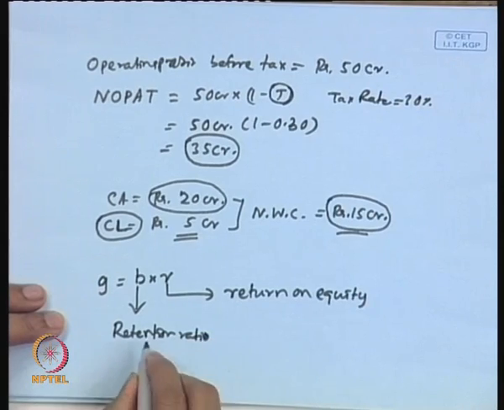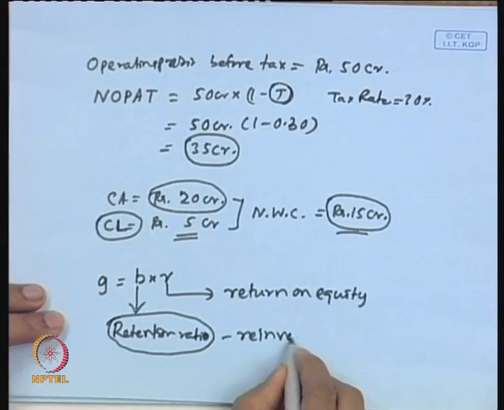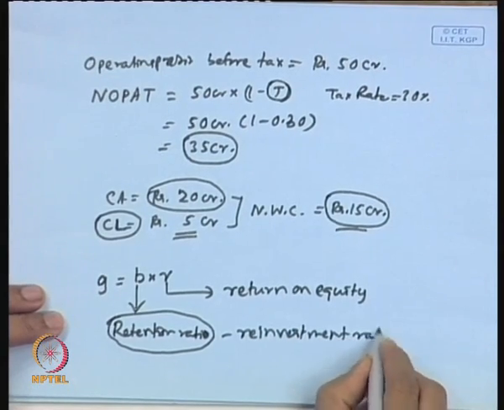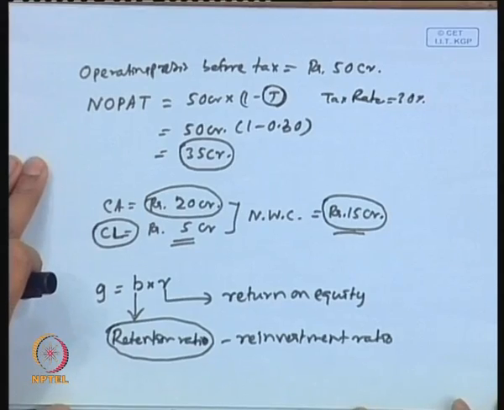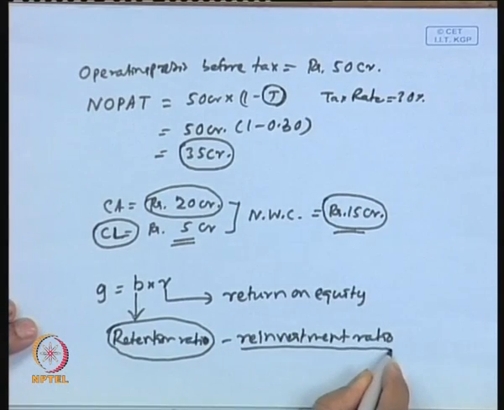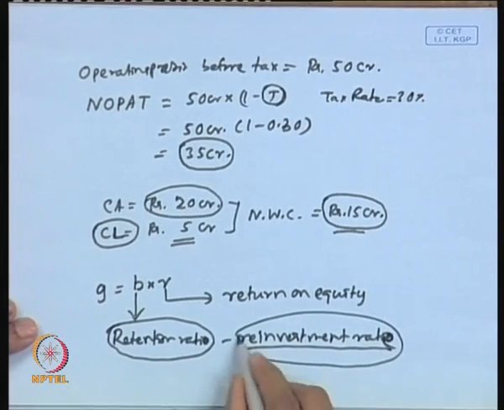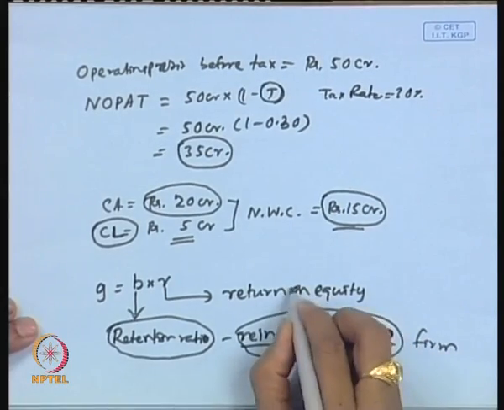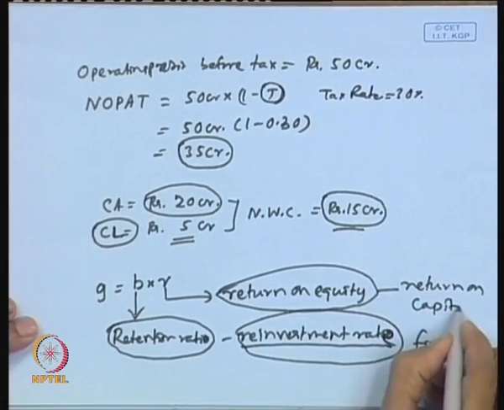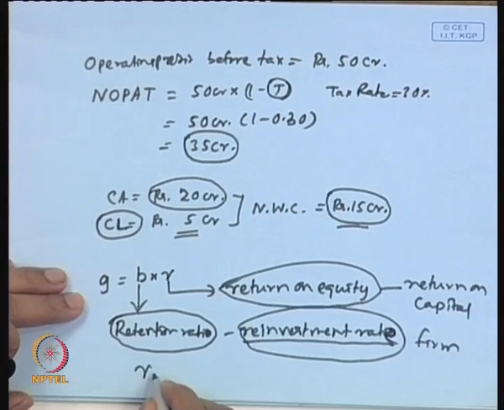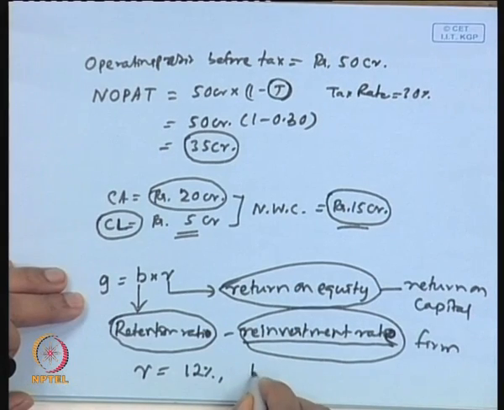So, if it is a free cash flow for the firm, the retention ratio is nothing but the reinvestment rate. Retention is where the company keeps the money for internal growth purposes and does not distribute anything. So, this is the retention ratio, otherwise known as the reinvestment rate. If it is for the entire firm as a whole, then instead of return on equity, we use return on capital.